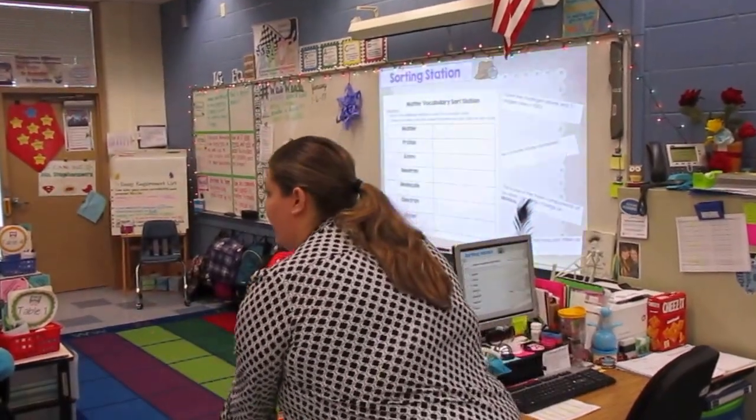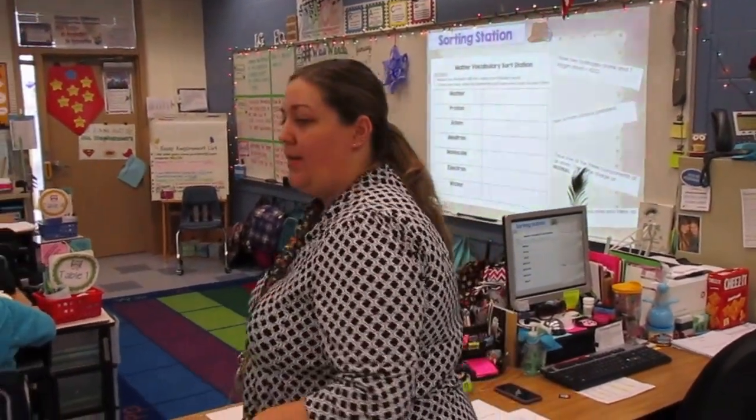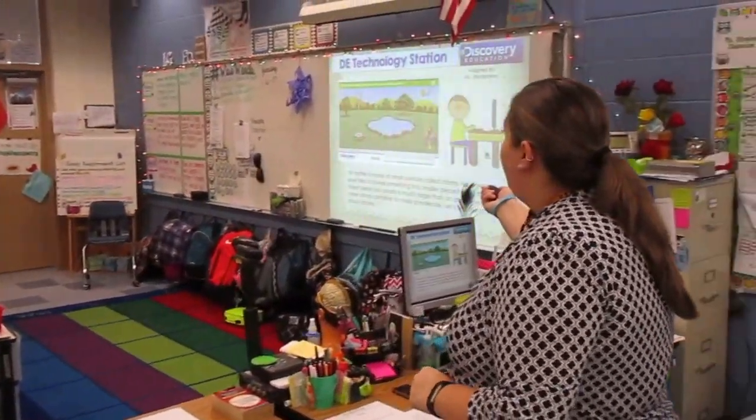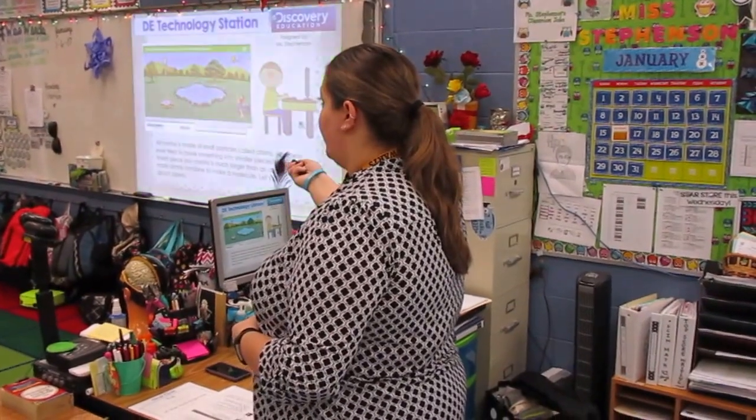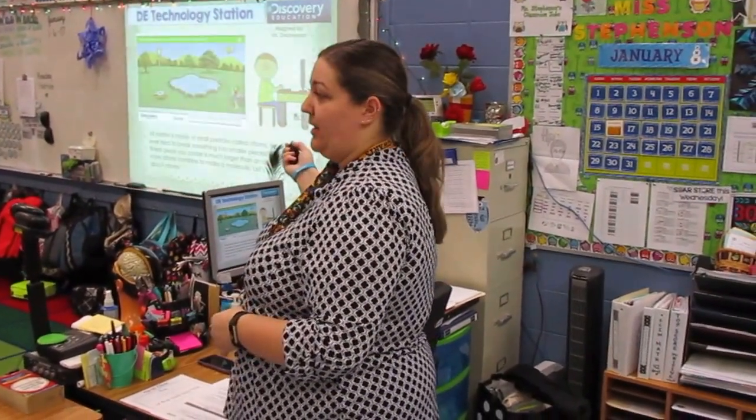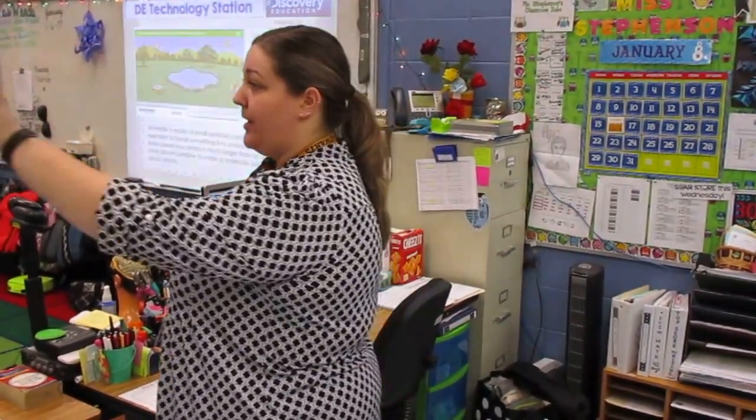One station will be right in front of me here. The other station will be over here. All right? Your second station that you'll need to go to is a DE station. So you'll be going on technology. Now make sure you remember there is a lot of computers, but if you've got more than one group too close together, it's going to be hard to figure out what information you need to get.